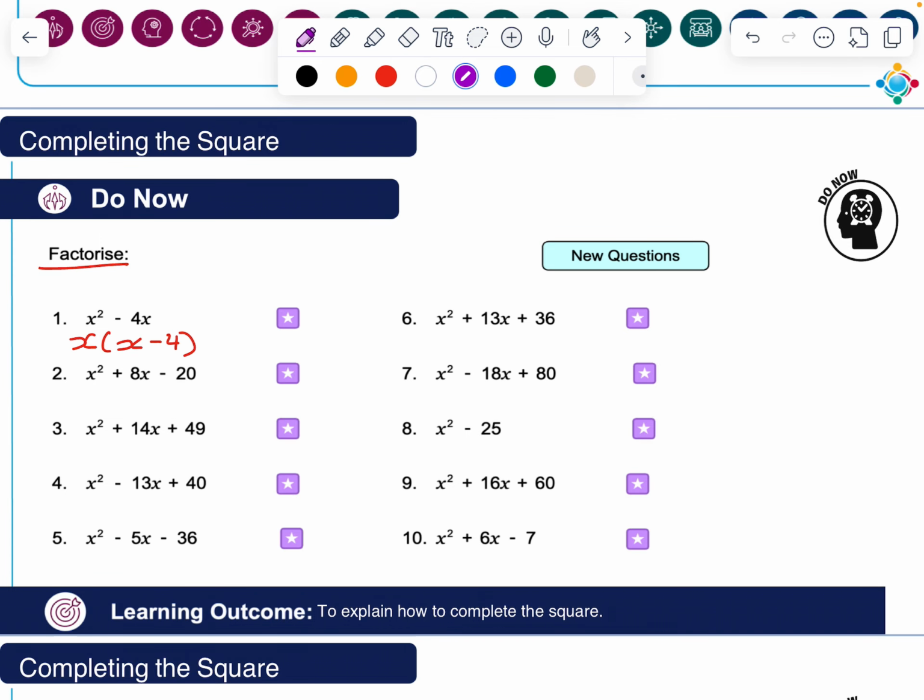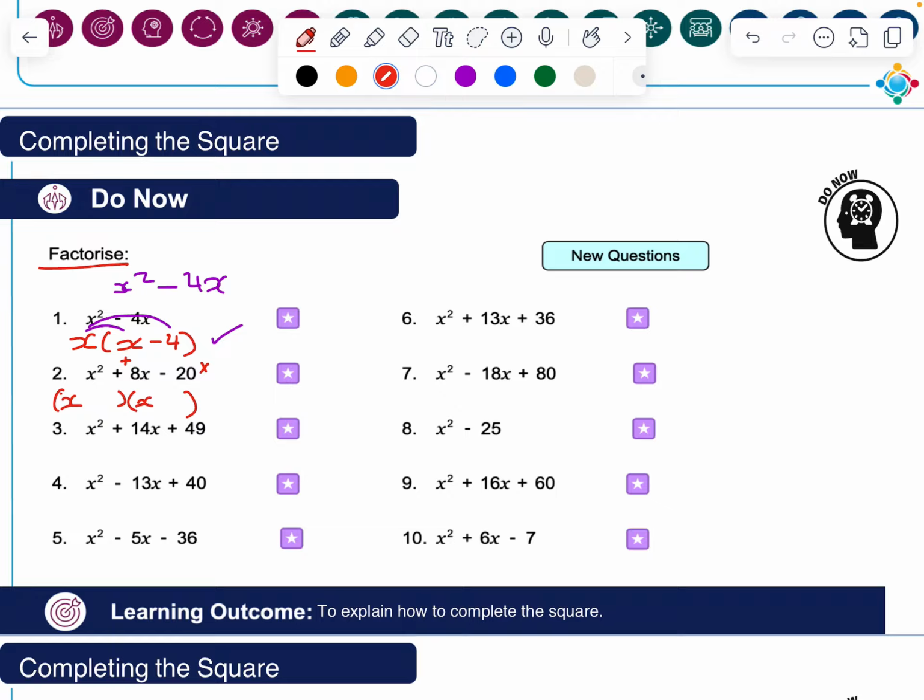If you want to check it, you could just expand the bracket. So x times x is x squared, and then x times minus 4 is minus 4x, so that works. The next one, what do we look for? Two numbers that times to give me negative 20, but add to give me positive 10. If you want to write all the multiples down of 20 to have a go, you can.